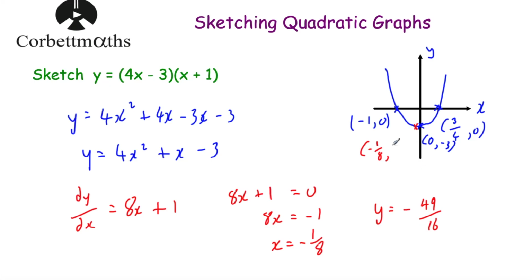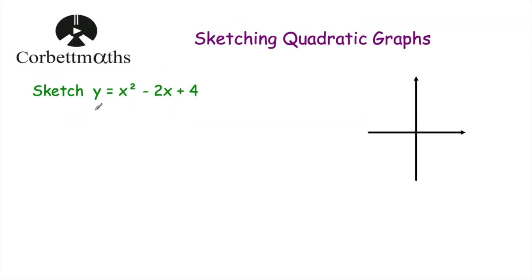I'm not going to write that as a decimal, I'm just going to leave it as a fraction. For this question, that's fine as well. So negative 49/16. And that's it, we've sketched that quadratic. Okay, let's have a look at one last question. So this time we've been asked to sketch y equals x squared minus 2x plus 4.